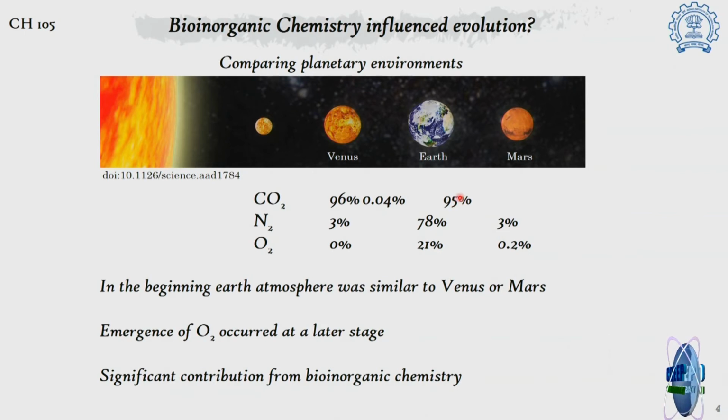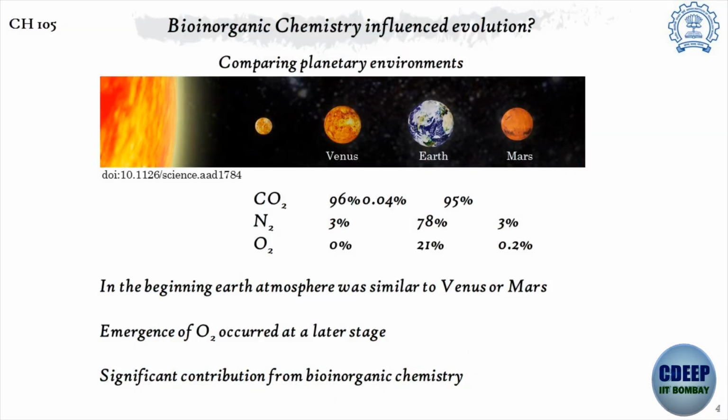Sorry, this number goes a little bit on the left hand side. It also has 95% of carbon dioxide and almost negligible oxygen. Whereas when you come to the Earth, we are mostly oxygen and nitrogen, 21% oxygen. So in the beginning of the world, when the Earth actually formed almost at the same time as Venus and Mars, we probably had a similar atmosphere.